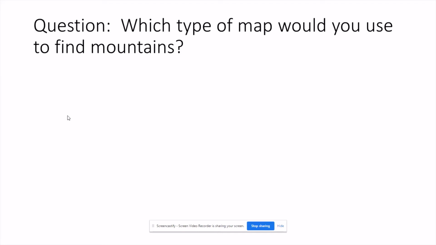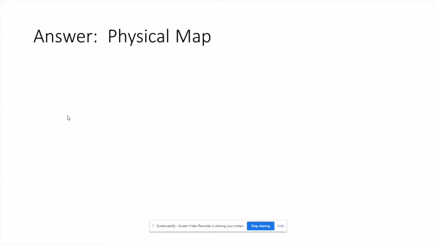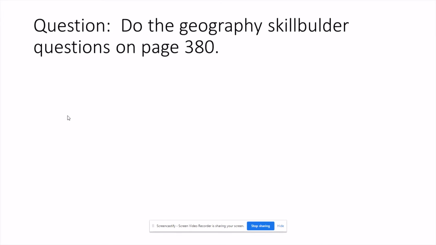Question. Which type of map would you use to find mountains? Pause and think of your answer. Answer. Physical maps. Mountains are made by nature, not by humans, and that's why they're on a physical map. Physical maps show things made by nature. Question. Do the geography skill builder questions on page 380. Pause and do that now.